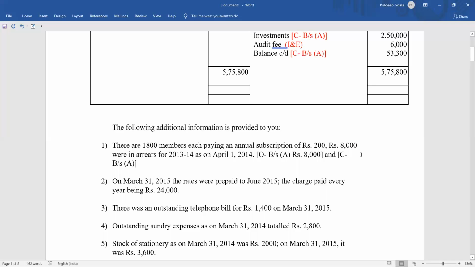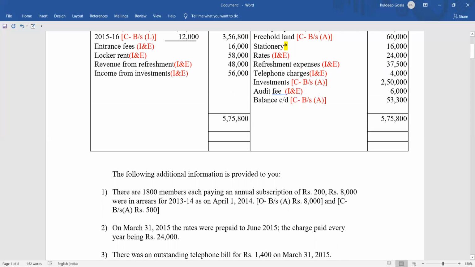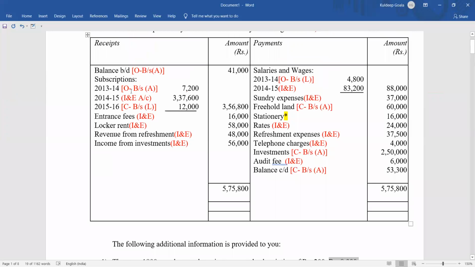In the closing balance sheet, the amount will be rupees 500 from this particular part. Now you say how 500? You just see carefully and you will come to know why I'm taking 500. See, last year how much amount of money was remaining? 8,000. Last year's 2013-14 8,000 rupees was to be received, right? How much have you received for 2013-14?